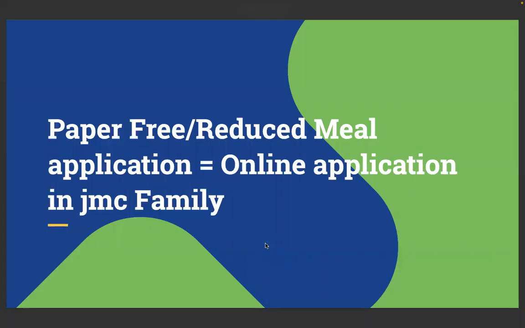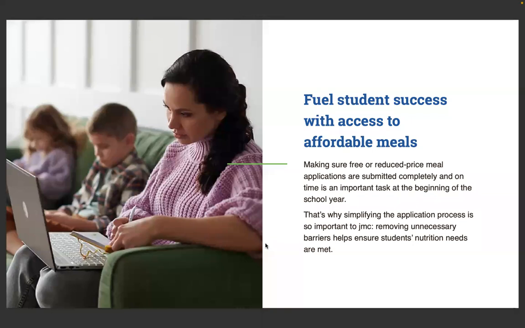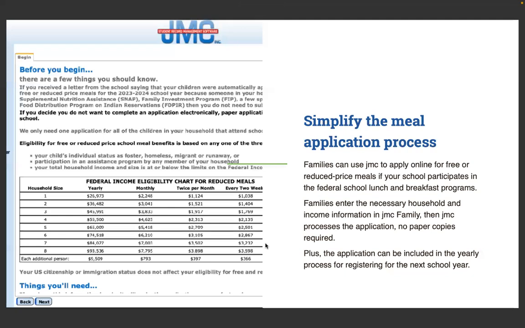And then free and reduced meal applications equals online application in JMC Family. I love this one. Making sure free and reduced meal applications are submitted completely and on time is an important task at the beginning of the school year. That's why simplifying the application process is so important to JMC. Removing unnecessary barriers helps ensure students' nutrition needs are met. Families can use JMC to apply online for free or reduced price meals if your school participates in the federal school lunch and breakfast programs.